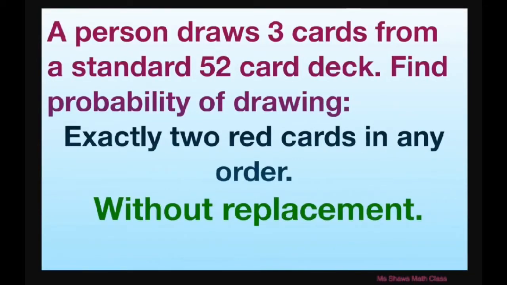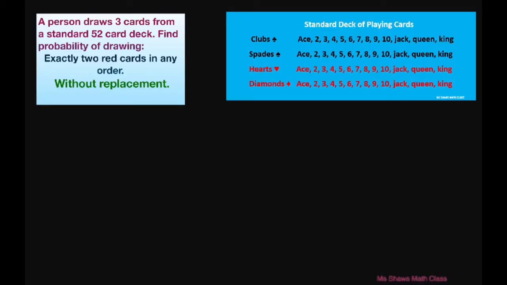Everyone, a person draws 3 cards from a standard 52 card deck. We're going to find the probability of drawing exactly 2 red cards in any order without replacement. We have half of our 52 cards are red. So that's 26 out of 52.